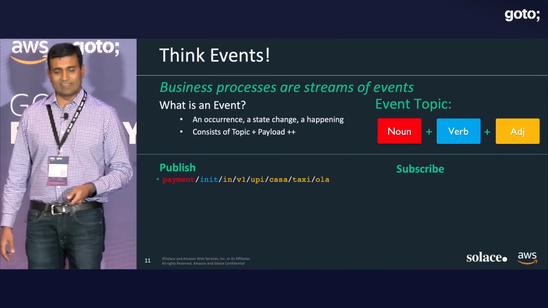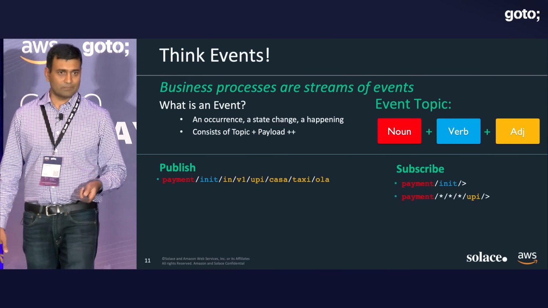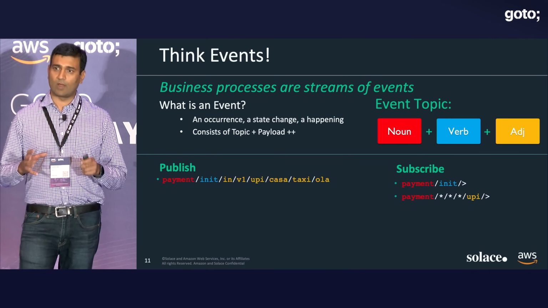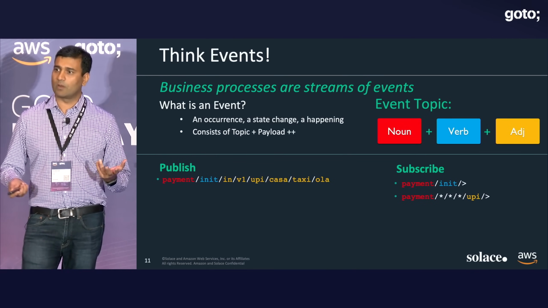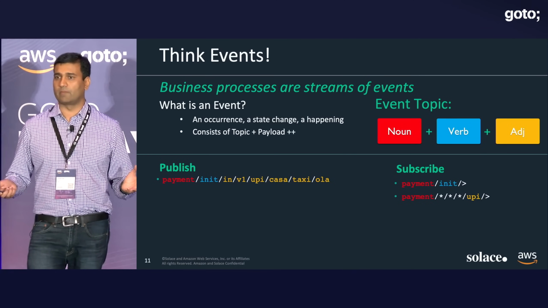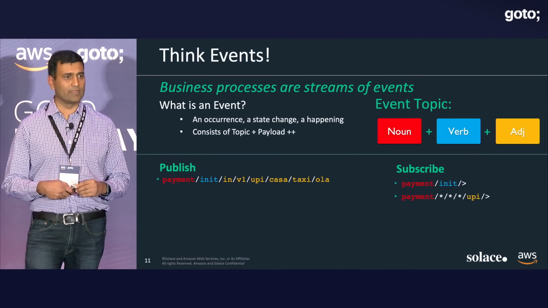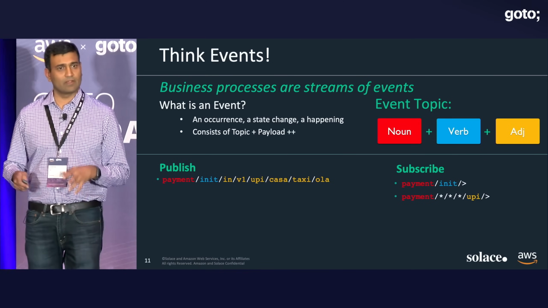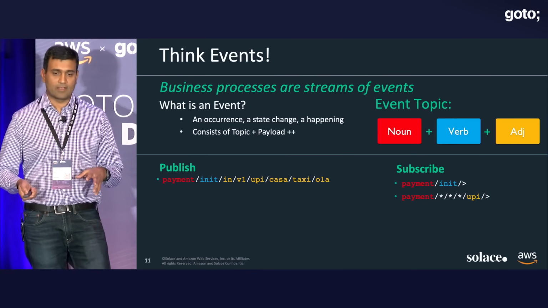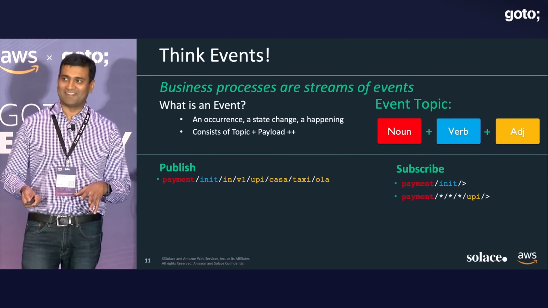Right? Now let's see an example of it. As I mentioned previously, for one publisher or one type of event, you can have multiple types of consumers. Some consumer might be interested in all kinds of payments. Some consumer might be interested only in payment initiation. Some consumer might be interested only in UPI type of payment, right? And as you can see here, right?